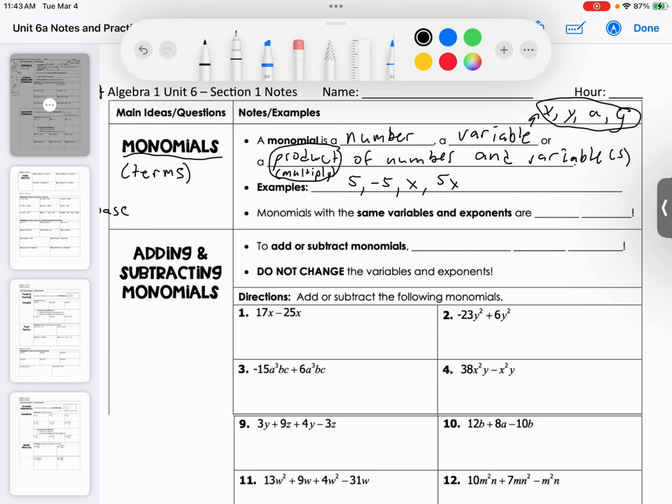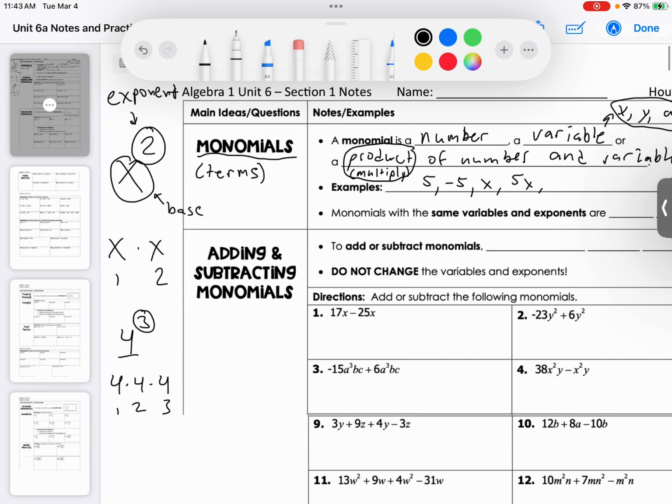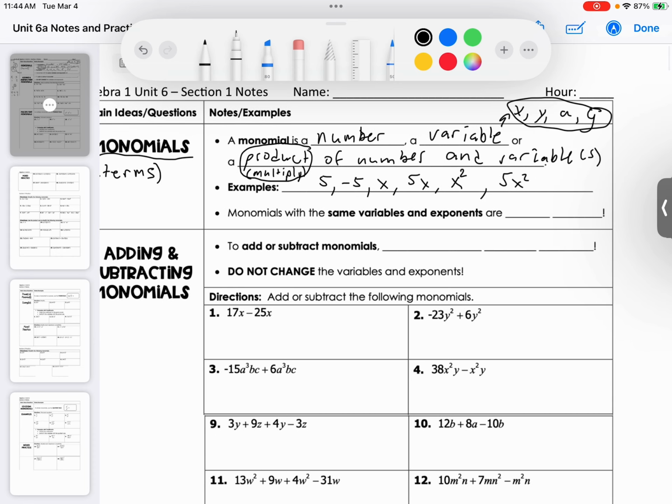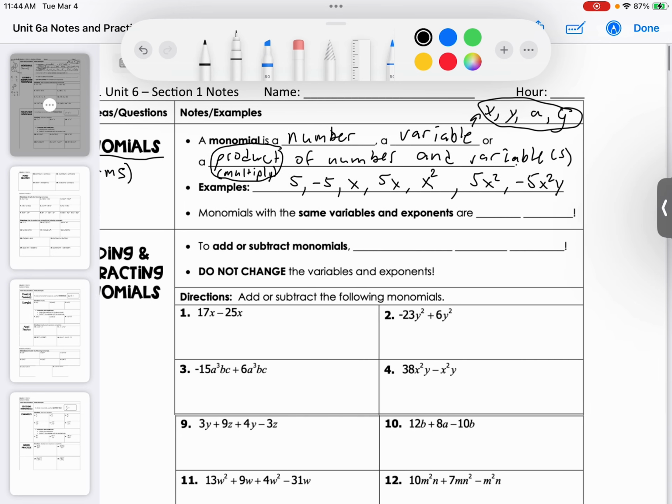Okay. What we talked about earlier, this x squared over here, that is also a monomial, because x squared would be x times x. That variable times the variable, x squared would be x times x. That is also a monomial. Or again, I could have it with the number, so 5x squared would be a monomial. Or even I could put in more than one variable. So I could have something like negative 5x squared y, where there's more than one variable being multiplied together, still going to be a monomial.